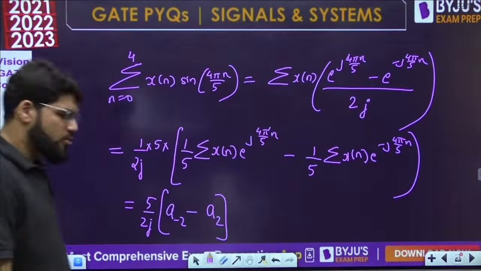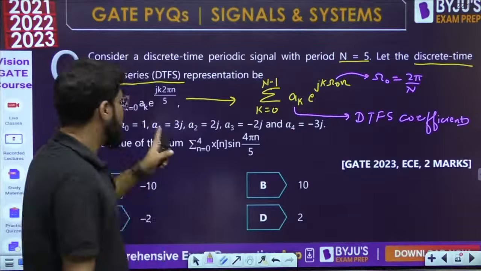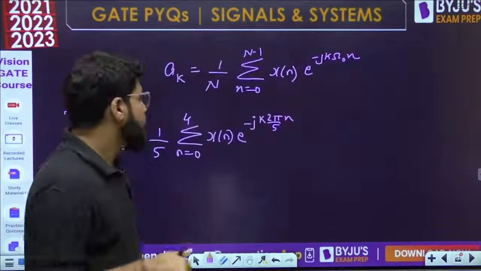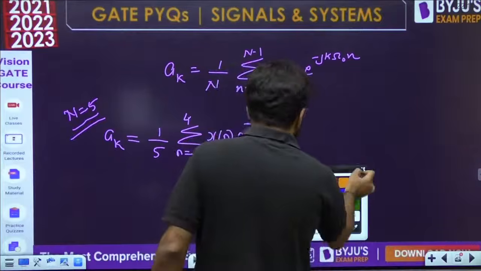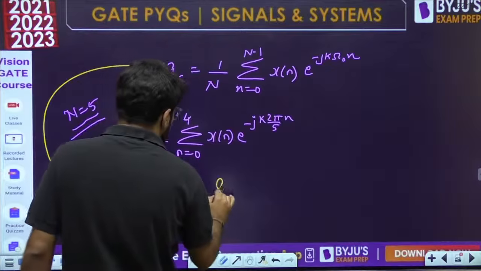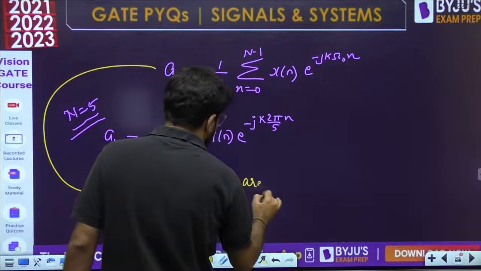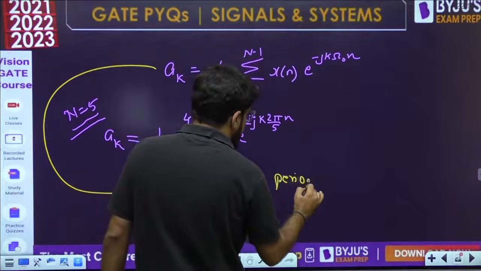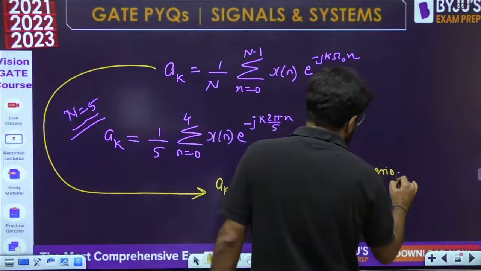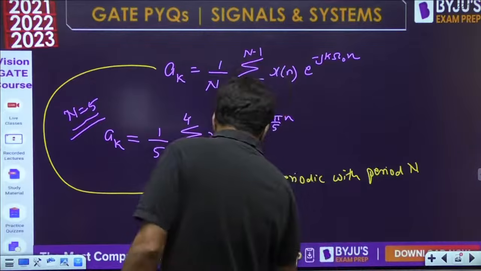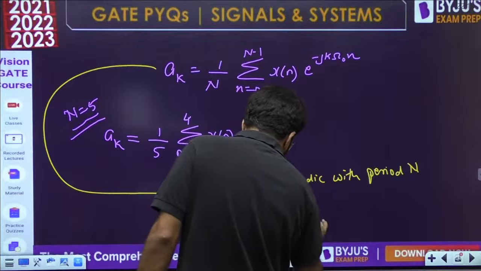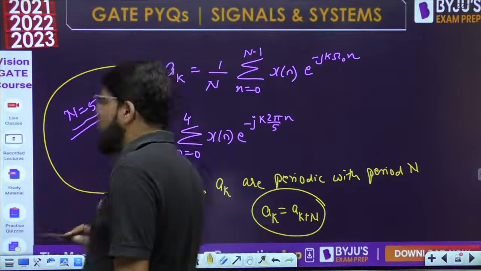But sir, what is a minus 2? A minus 2 is not given. I am given a0, a1, a2, a3, a4. Guys, always remember DTFS and also the DFT are connected. The Fourier series coefficients, the DTFS coefficients, are always periodic with the period equal to n. So whatever is ak will be ak plus n.